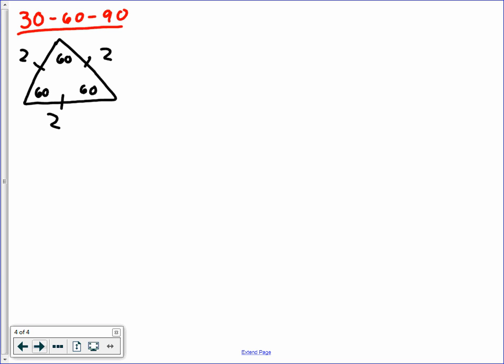So I want to get a 30-degree angle. Someone use their brains. How do I get a 30-degree angle? Right down the middle. That's exactly what we're going to do. Very good. So I'm going to put this right down the middle, sort of like this. And my triangle now is going to be 30, 60, 90, and that's 2.